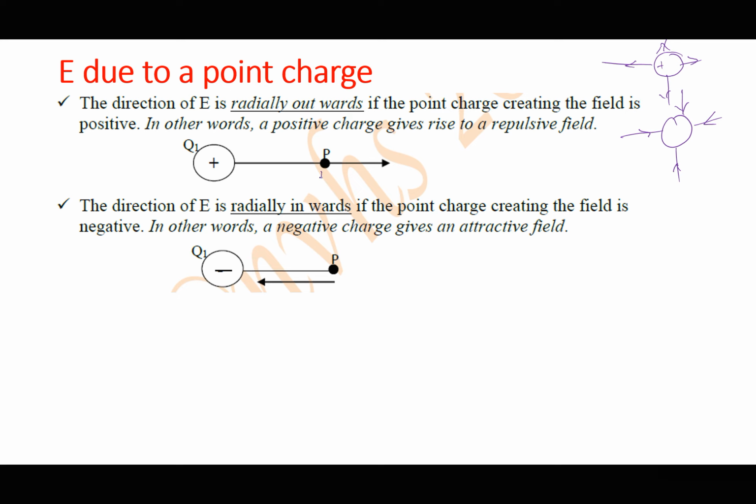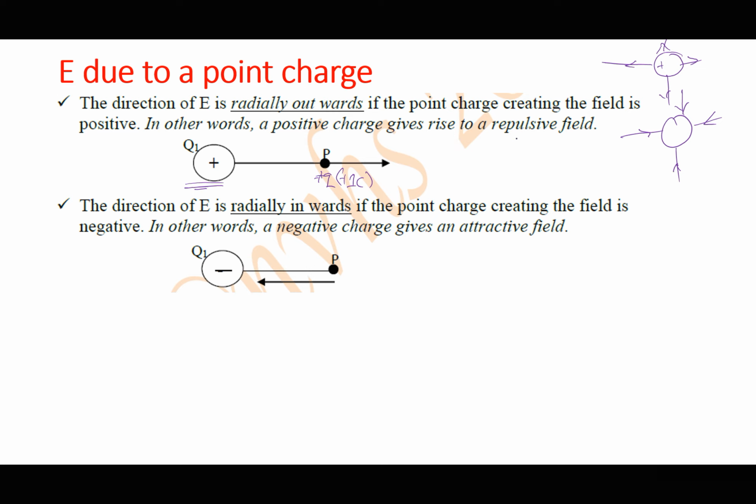If we imagine a positive charge placed somewhere in a region of the field created by a positive charge, this is a unit positive charge, that is a charge of positive 1 coulomb. We imagine a unit positive charge placed in the region of the electric field. If this is a positive charge placed at P, it will be repelled. That means the field at this point caused by this large charge is radially outwards. In other words, a positive charge gives rise to a repulsive force.